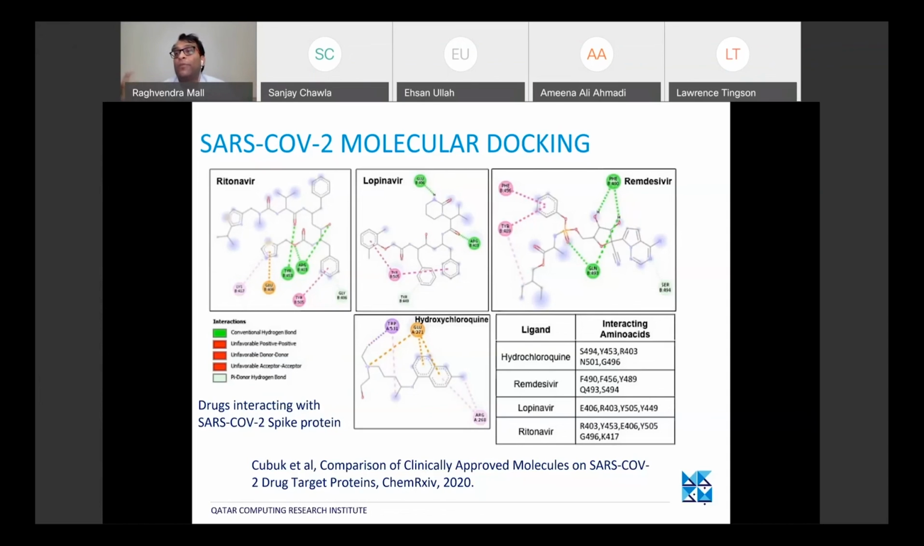It can be a covalent bond, a polar bond, or an ionic bond. So the drug forms different kinds of bonds, and by forming these bonds, it inhibits the activity or the functionality of this particular viral protein. Here people have shown examples for the spike protein.